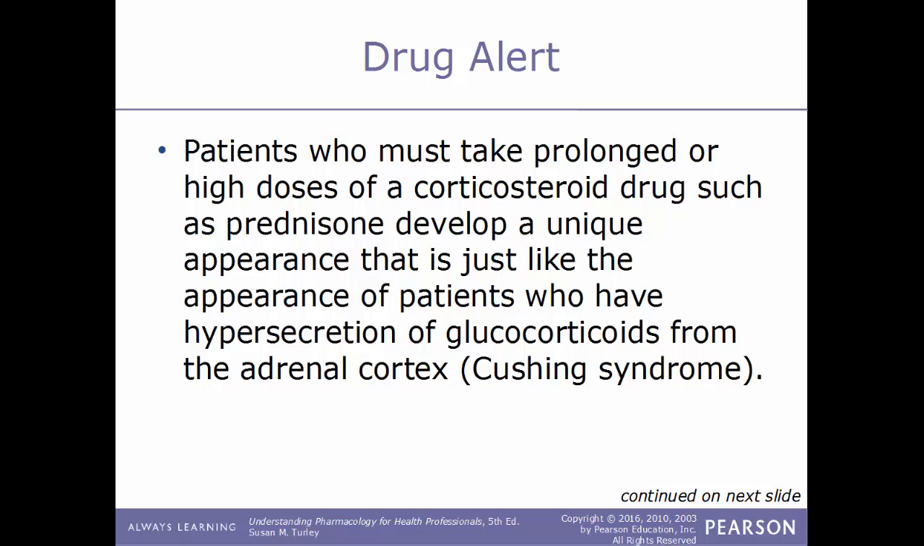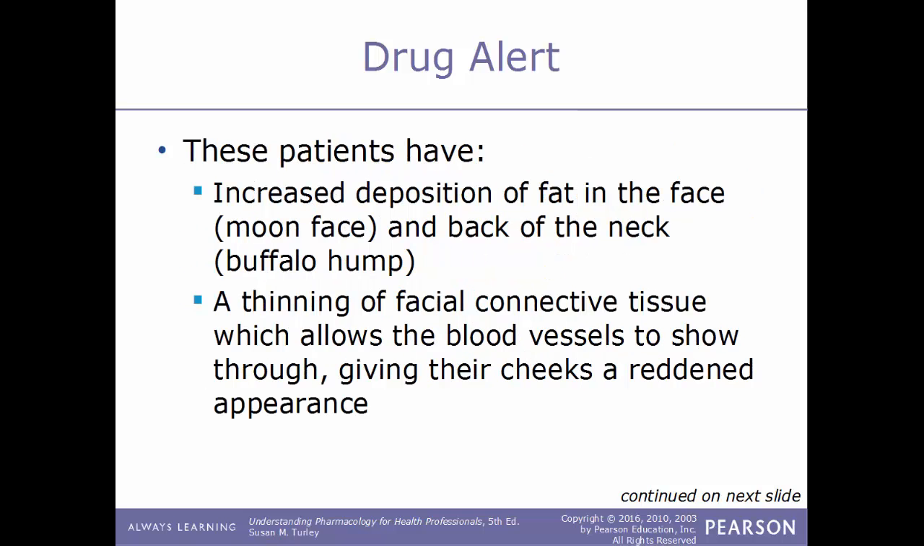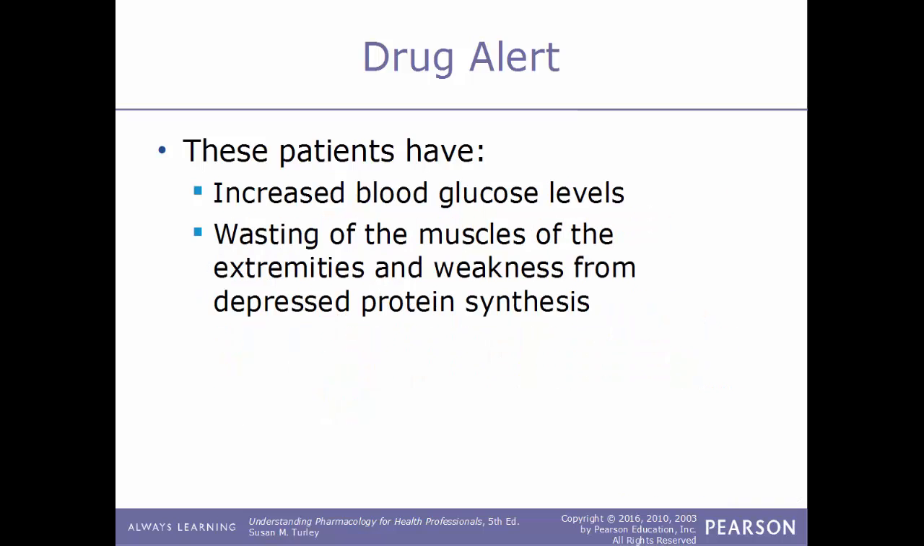Patients who take a prolonged or high dose of corticosteroid drugs like prednisone develop a unique appearance that is just like the appearance of patients who have a hypersecretion of glucocorticoids, such as in Cushing syndrome. These patients have an increased deposit of fat within the face, often called a moon face, and also an increased deposit of fat within the back of the neck, so it looks like they have a buffalo hump. They can also have a thinning of facial connective tissue, which allows the blood vessels to show through, giving their cheeks a bright red appearance. These patients can also have increased blood glucose levels.